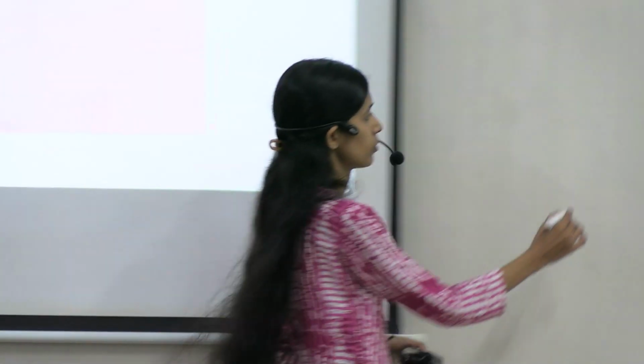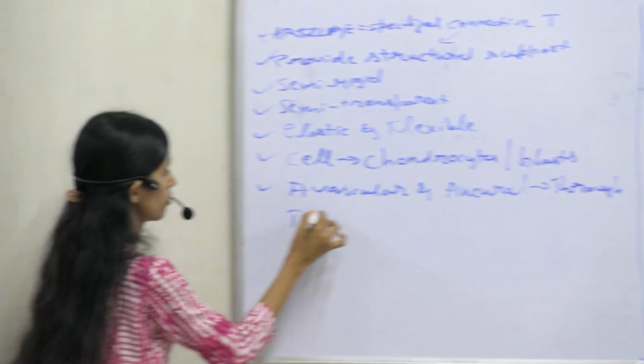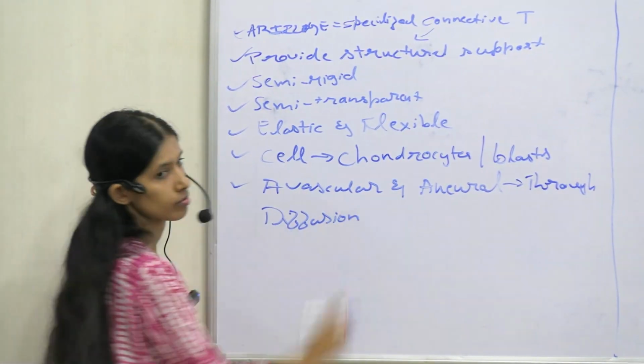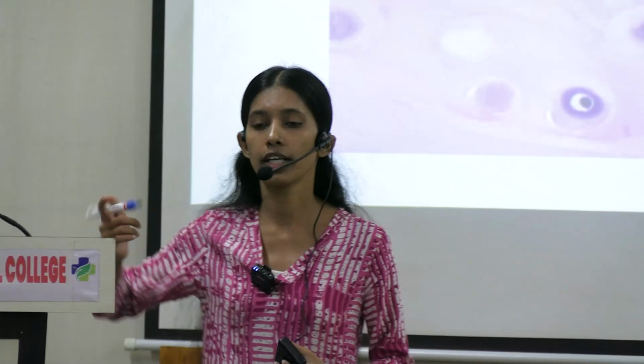What is that process called? There is one particular name for that process. Yes, it's through diffusion. So through diffusion, your cartilages will receive the required nutrients from the adjacent or neighboring cells or tissues. Any doubts in this? Any doubts? So this is all about a few basic points about your cartilages.